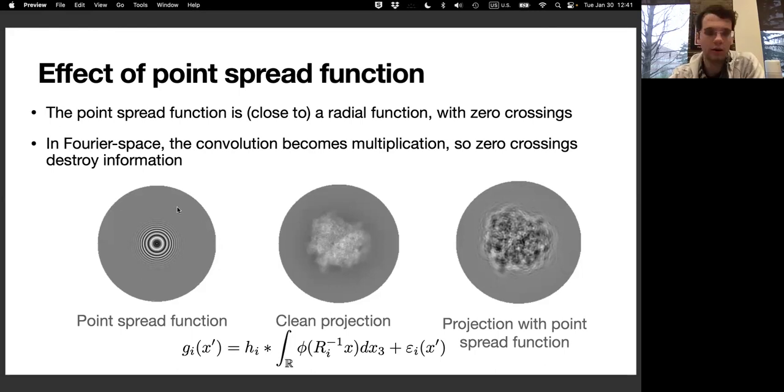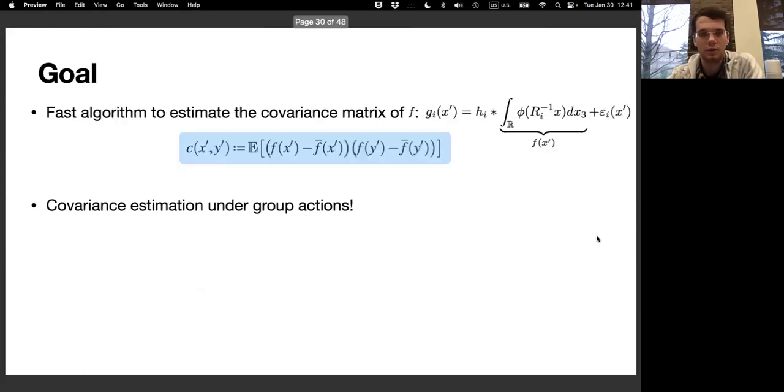And I tried to illustrate it here. So this is a point spread function. That's a clean projection image. And this is the result of convolving this with that. And you can see that it's a little bit blurry. The dark parts here are zeroed out, and you lose a lot of information. Okay. So that's it for physics.